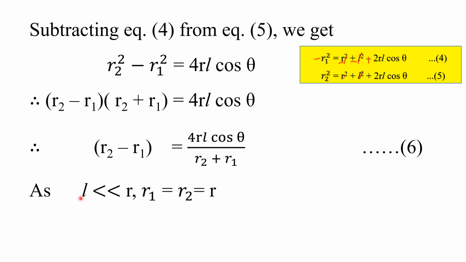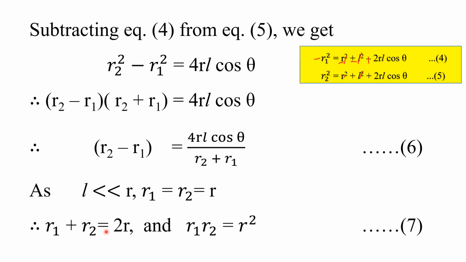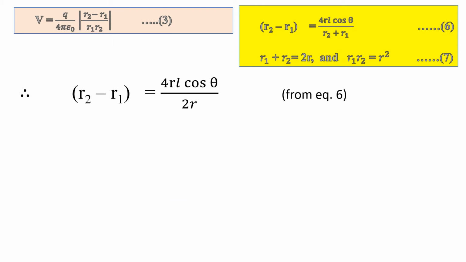Now for a short dipole, L is very much less than R. Therefore R1 is equal to R2 is equal to R for a short dipole. Then we can write R1 plus R2 is equal to 2R because both are equal, and R1 R2 is equal to R into R, that is R square, equation number 7. Here we have three equations: V is equal to Q upon 4 pi epsilon 0 R2 minus R1 upon R1 R2, and equations 6 and 7.